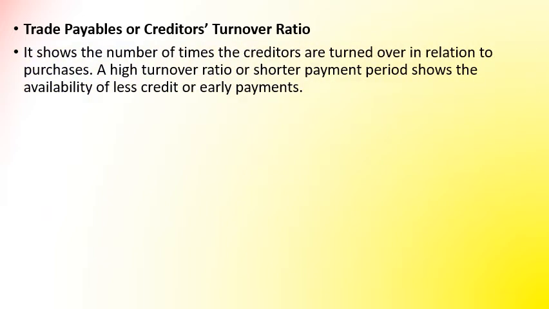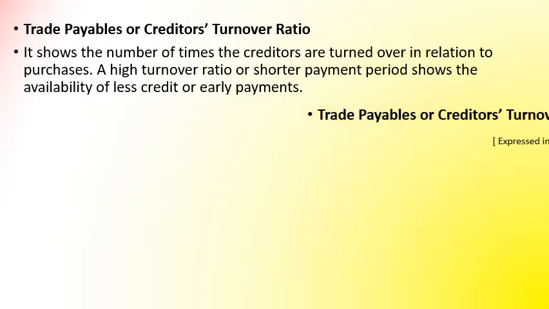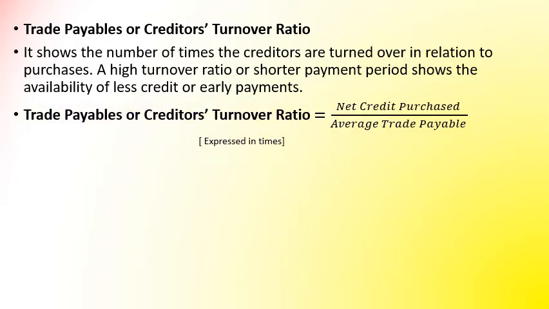Creditors turnover ratio. It shows the number of times the creditors turn over in relation to the purchases. A high turnover ratio or short payment period shows the ability to pay early, with less credit. The formula is net credit purchase divided by average trade payables. So this is the creditors turnover ratio or trade payable ratio. It basically helps us to know what credit facility you are getting from your supplier.